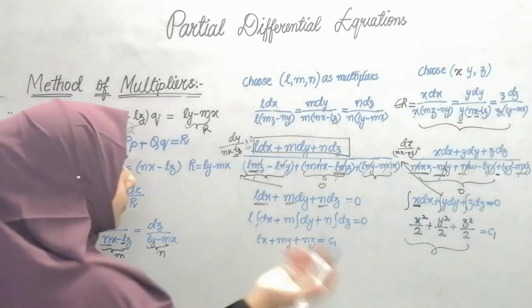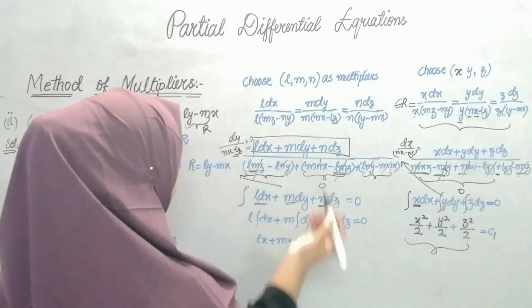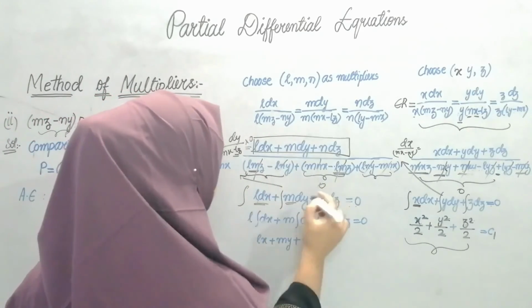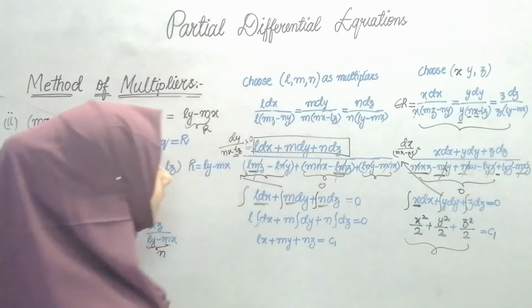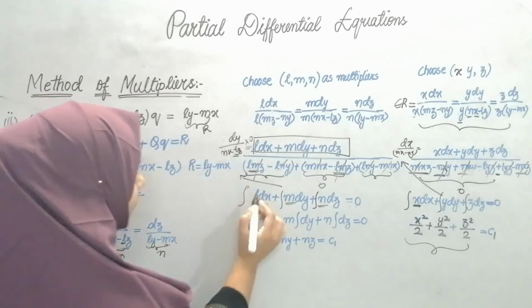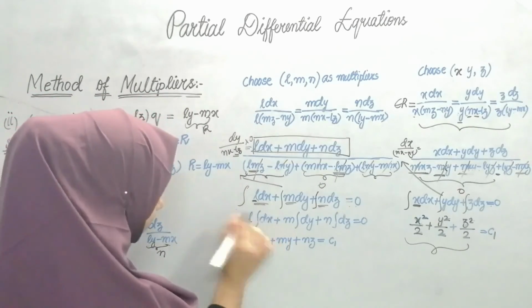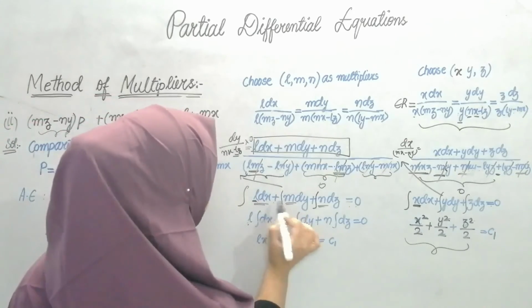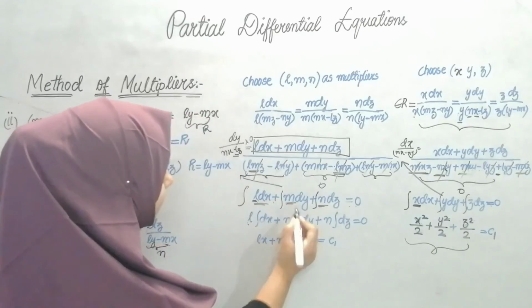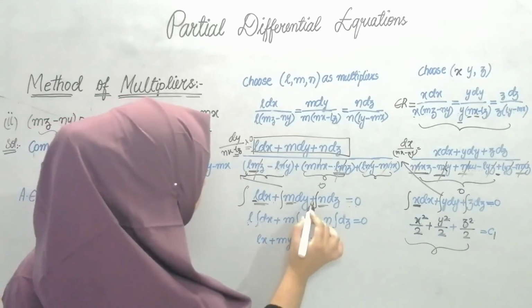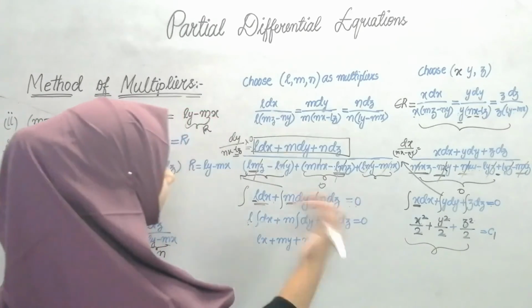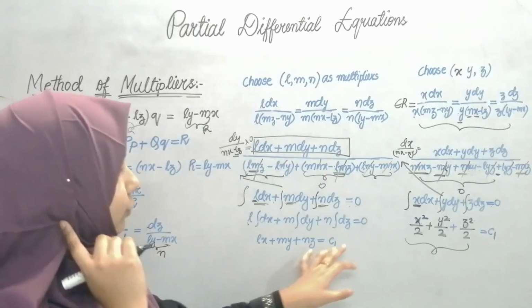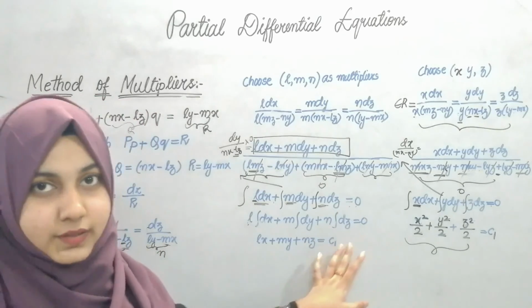Clear? Now what is the next step? To integrate this. Integrating L dx, integrating m dy, and integrating n dz. So here if you see, L is a constant, so I'll write it outside. L into integration of dx, plus m is a constant, I'll be writing it outside, it will be integration of dy, plus n is a constant, obviously I'll be writing it outside, so it will be integration of dz is equals to 0.